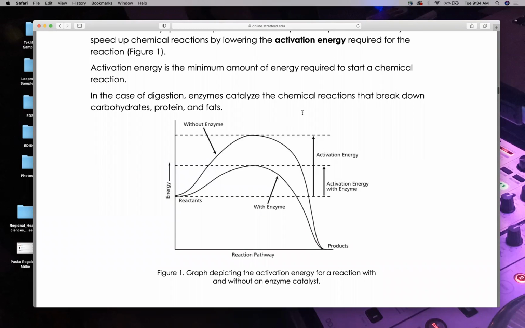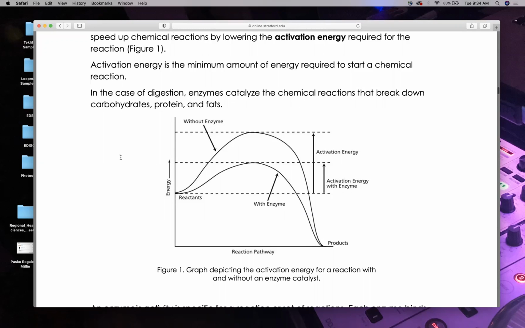Now, chemical reactions that break down carbohydrates, proteins, and fats. If you look here at this sentence here. Now, remember that sausage McMuffin with cheese? The carbohydrate is the bread. The sausage patty is protein. And of course, the cheese is the fat. You need all three. And you need enzymes to break down each one.